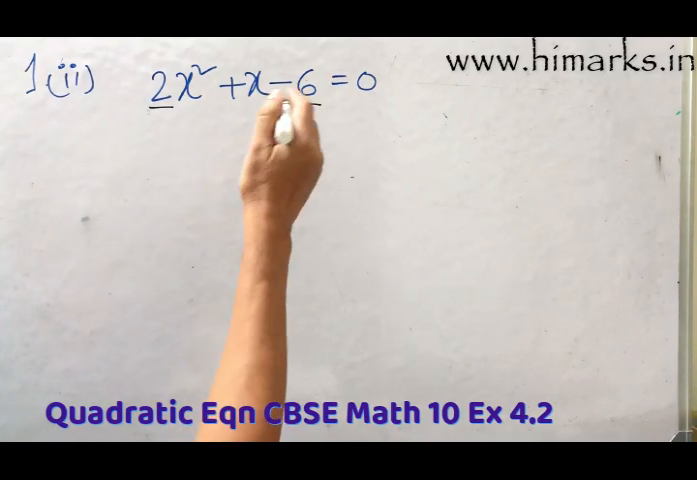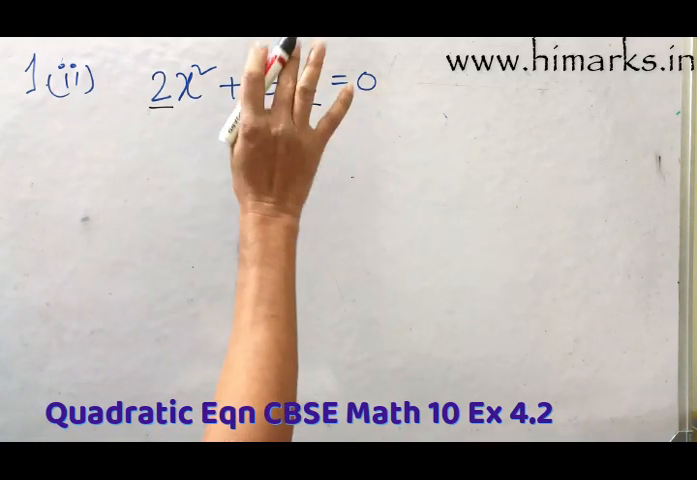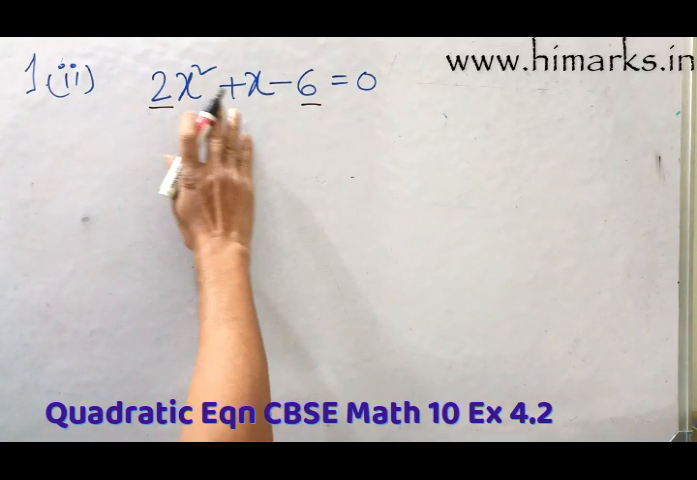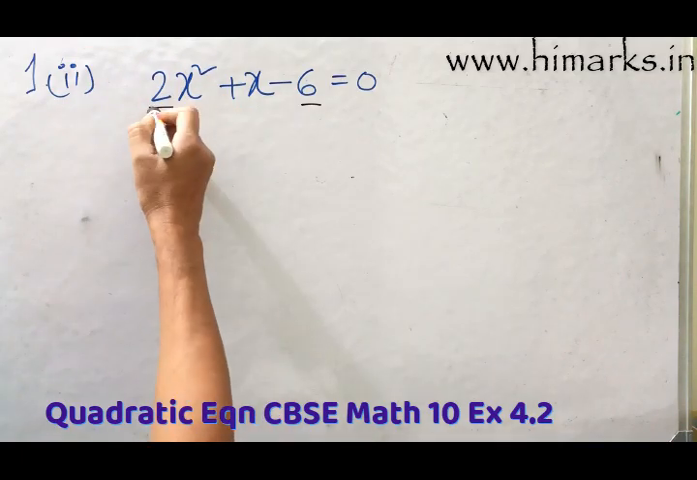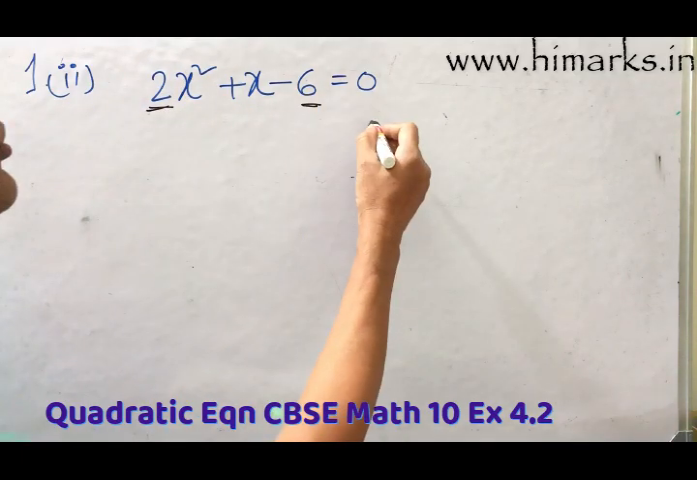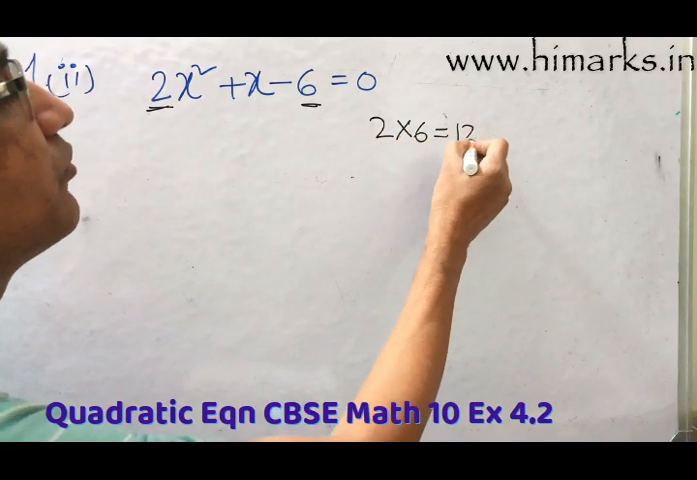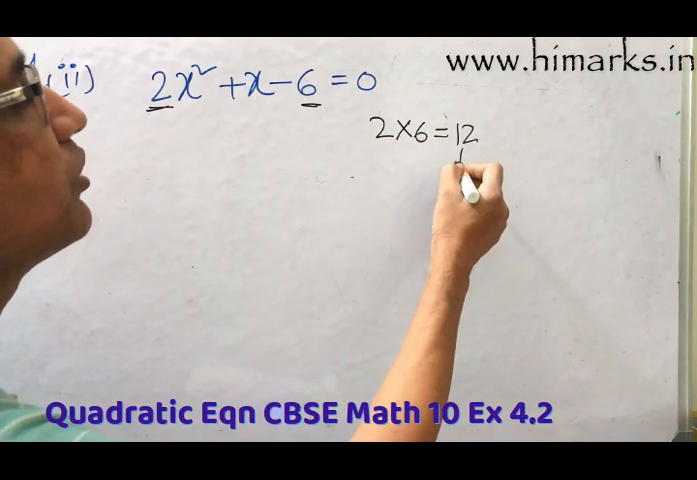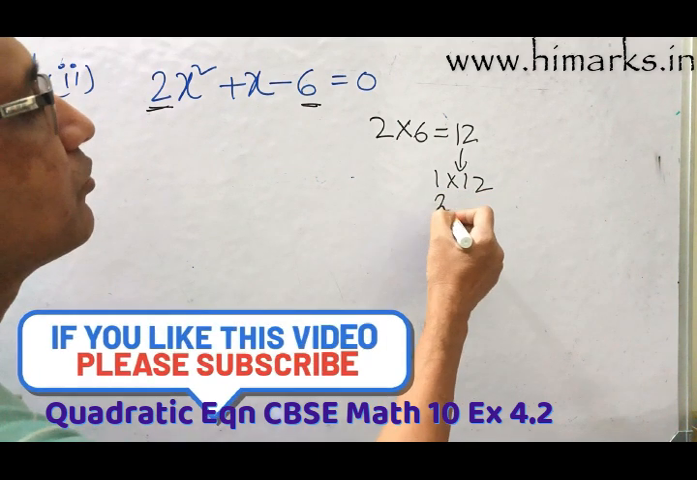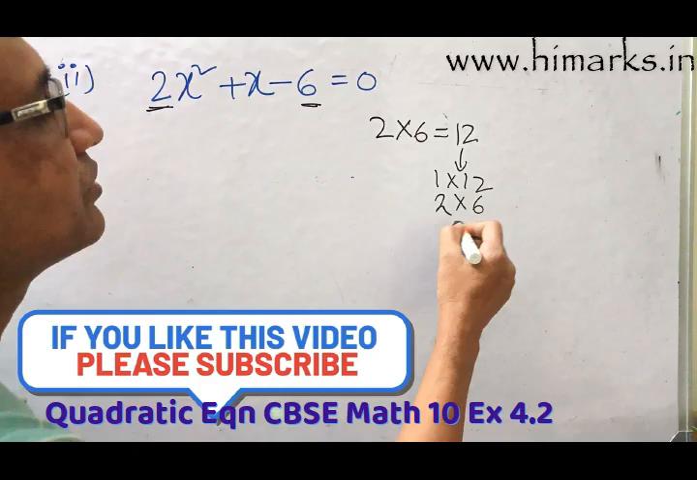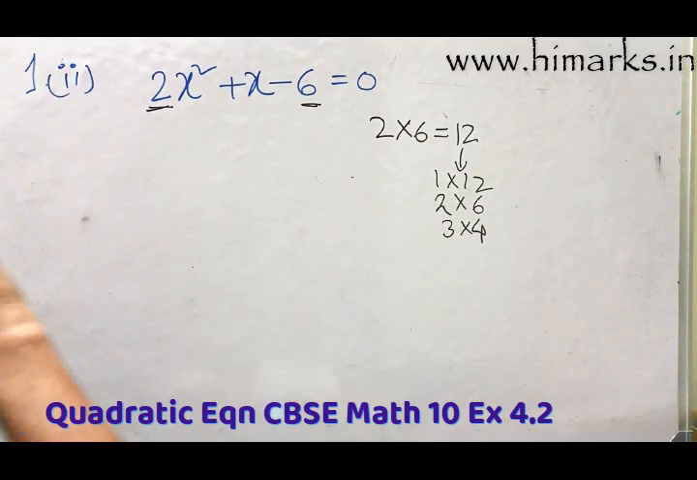Okay, it could be written also as a minus 6 plus x and 2x squared plus, that is also fine, but it should be in order. So now this is in order, no need to reorder it. So the first and last, 2 and 6, multiply to 12. What are the different ways this 12 can be broken? 1 into 12, 2 into 6, 3 into 4, and that's all.